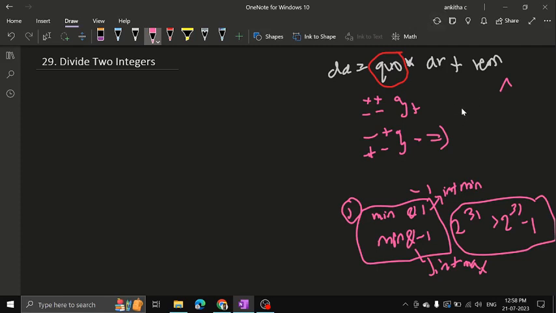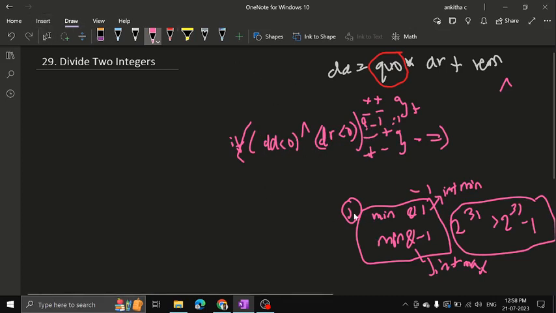So what we need to do is check if dividend is less than 0 XOR divisor is less than 0. If exactly one of them is true, then the sign will be minus 1, otherwise it will be 1. So that is what we need to look after. This is one case, and this is the second thing which you need to take care of.